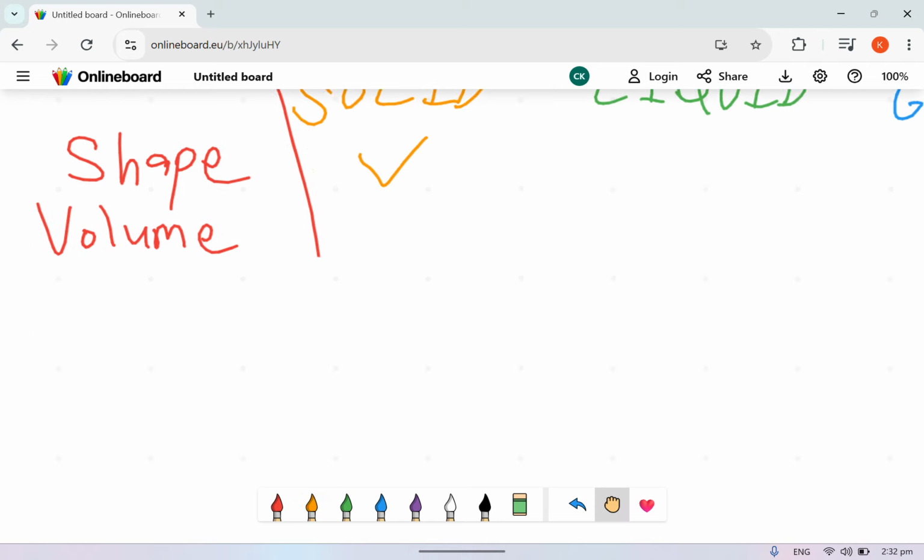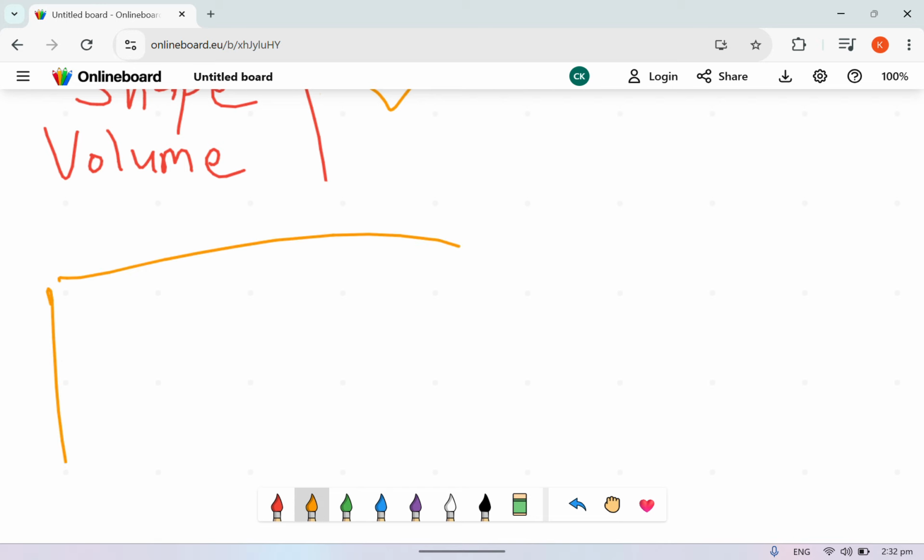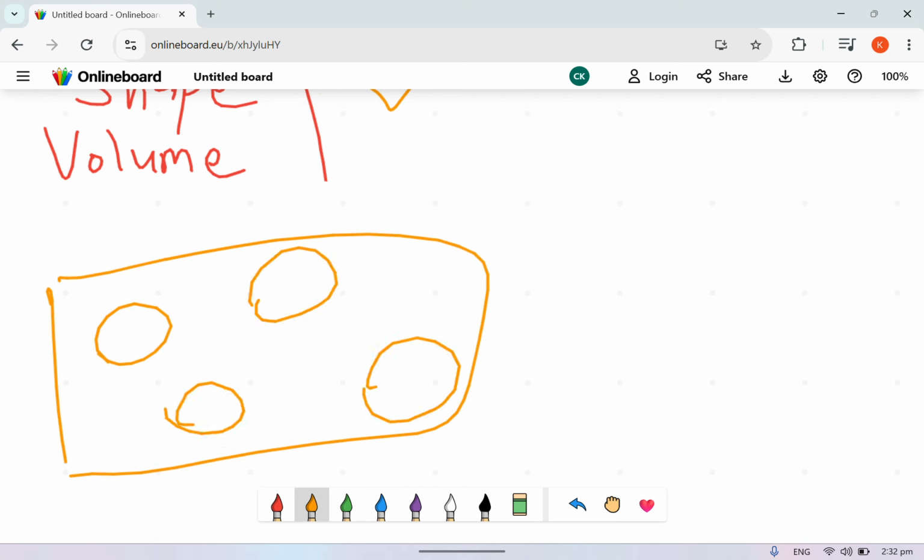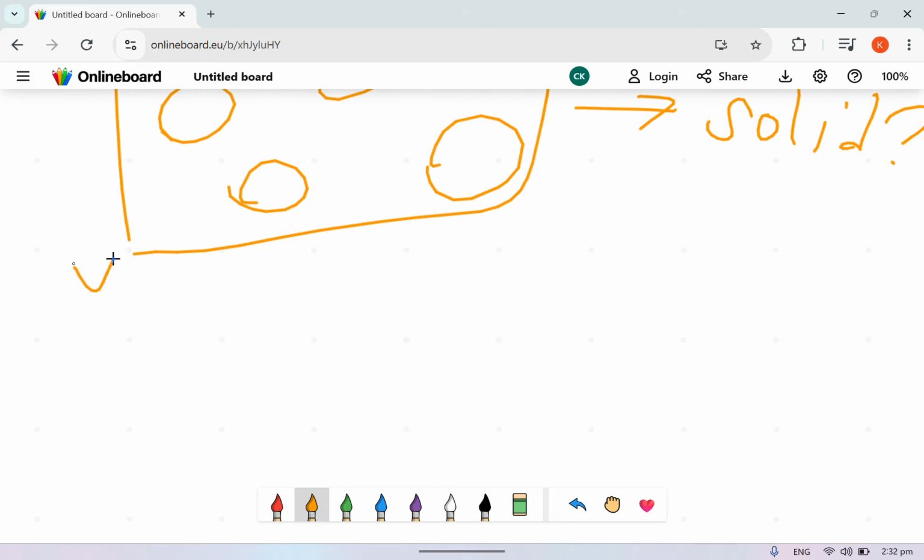But here's the thing that a lot of people don't understand. Is a sponge a solid? Let's say you say yes, because you won't say no, right? Of course, a sponge is a solid. But the problem is, a sponge does not really seem like a solid because you can sort of squeeze it, you can crush it, you can stretch it. And that will affect the shape, agree?